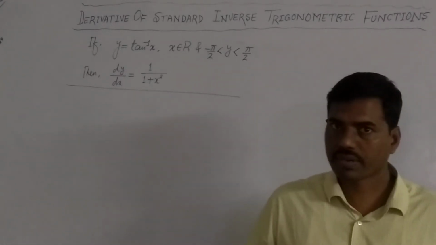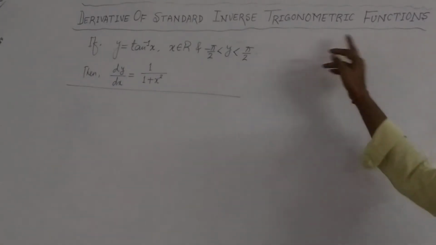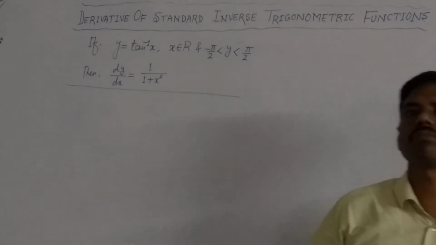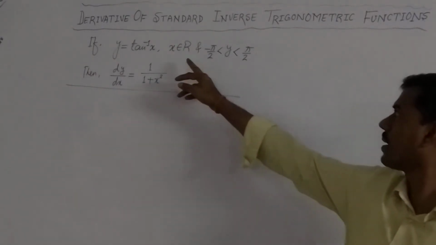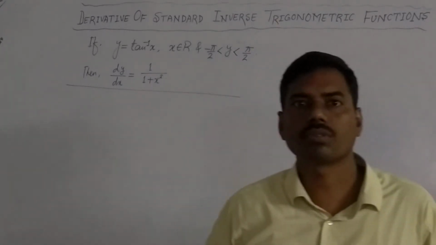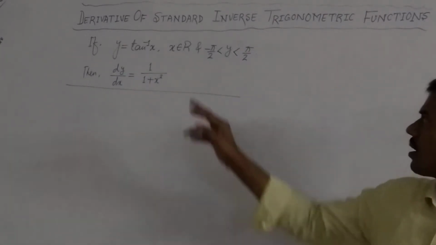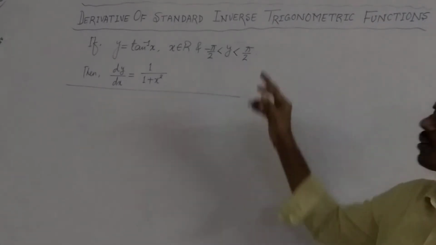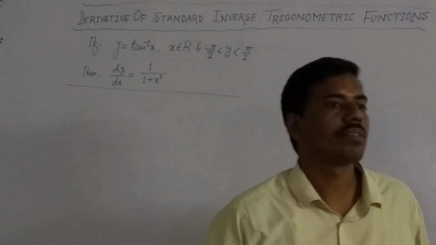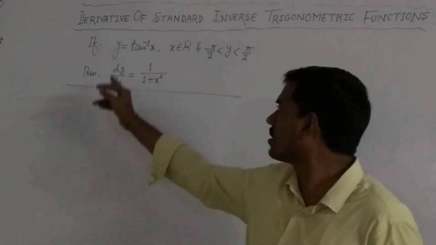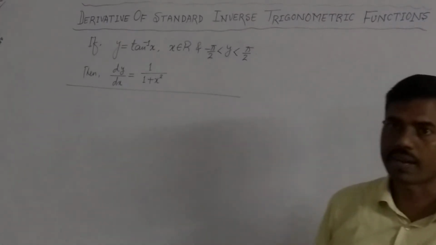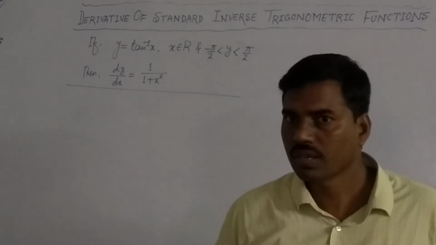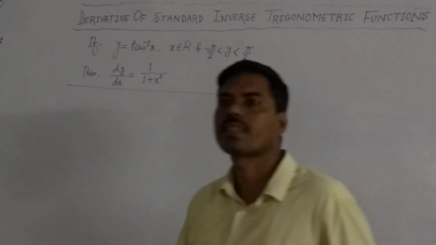Okay students, our next standard inverse trigonometric function is given as y is equal to tan inverse of x, where the range of x belongs to the set of real numbers, and y is taken from minus pi by 2 to plus pi by 2. Then the first order derivative of y is given as dy by dx is equal to 1 upon 1 plus x square. Okay, clear? Let us prove this result.